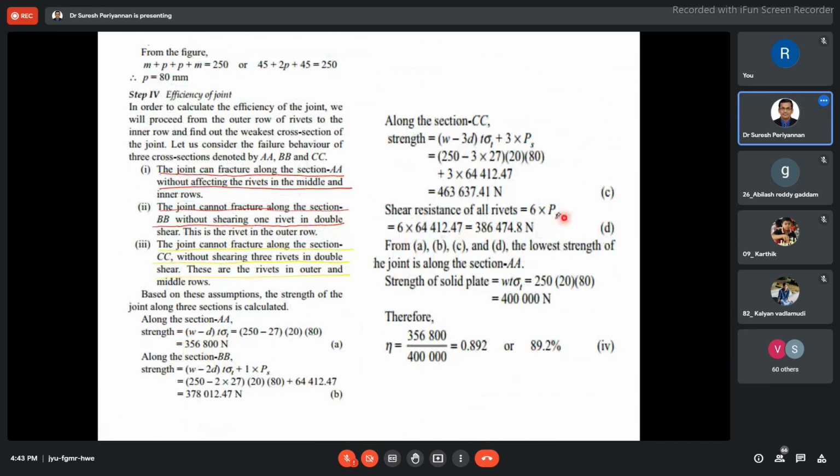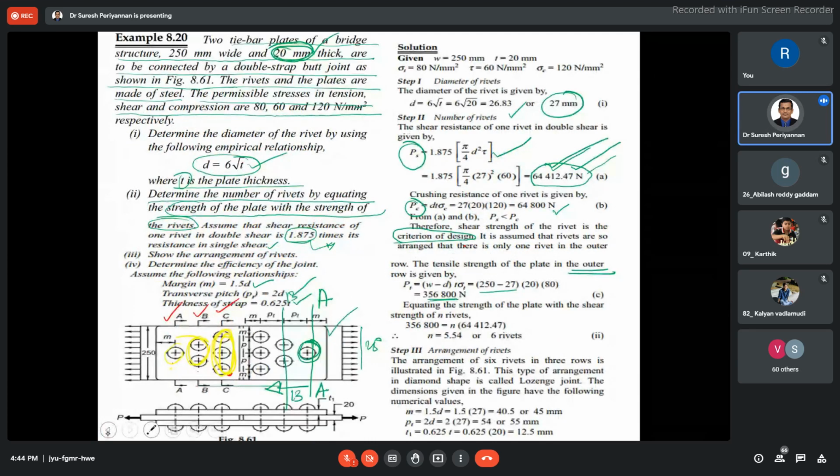From A, B, C, and D, we consider the lowest strength. This is 356 kilonewton, for finding the efficiency of the joint. This lowest value is divided by 400 kilonewton. The 400 kilonewton is given in the problem, and we found it as the solid plate strength.